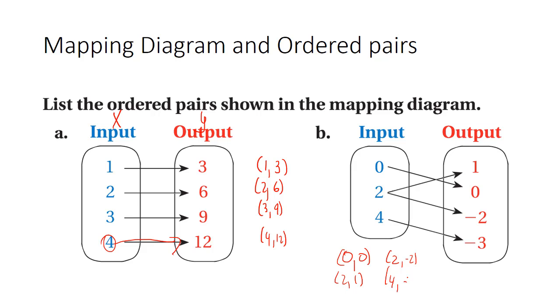And then I have (4, -3). So because this 2 also mapped to 1 and -2, we have not a function. You can only map to one thing in order to be a function. The mapping diagram still shows how these numbers are related to those numbers.